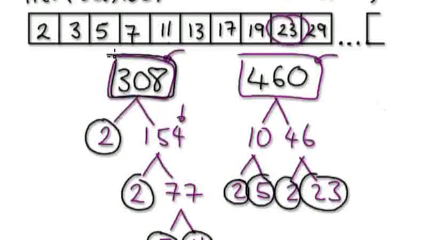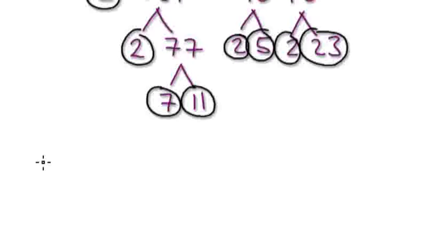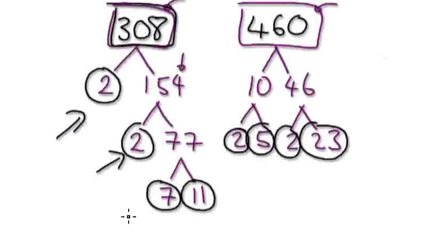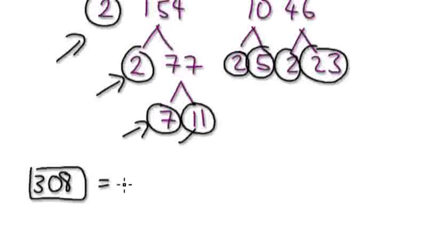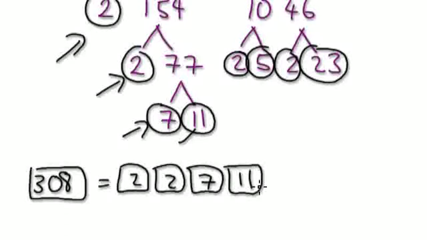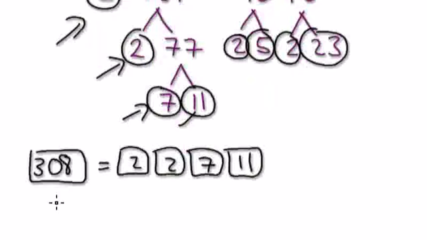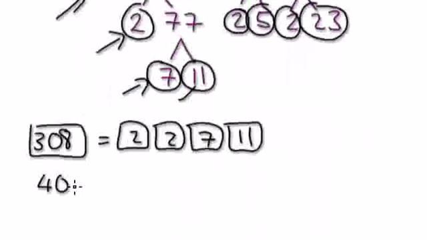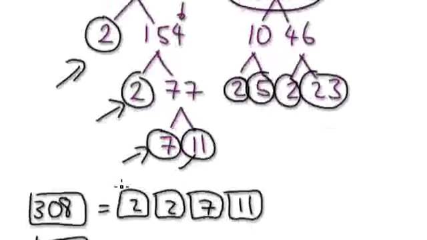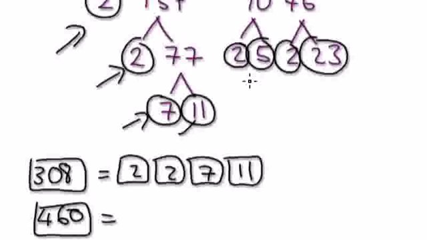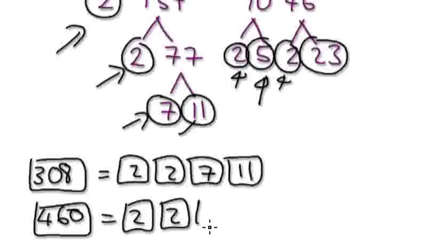Okay. So now let's express this number as a product of primes. 308, we can visualize as a 2 times a 2 times a 7 times 11. Okay, so now we can visualize this number, 460, hang on, 460, as a 2 times a 2, and then times a 5, and then times a 23.